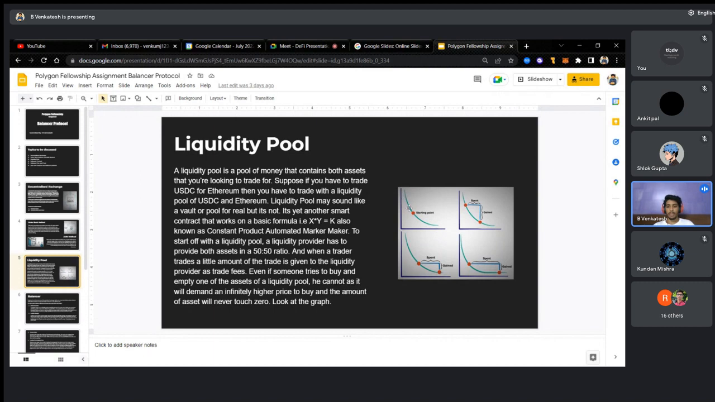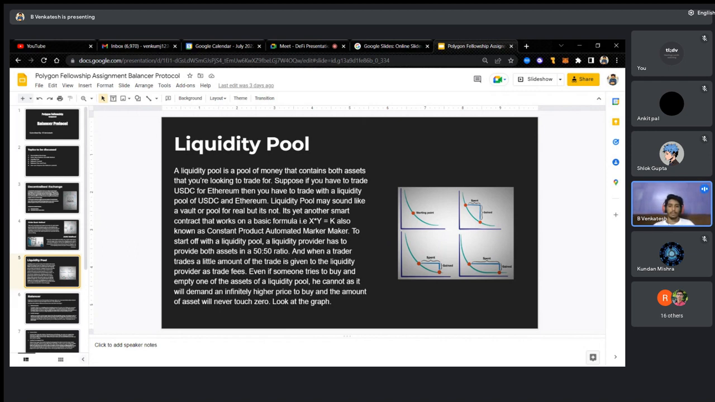So it never actually meets the origin. So this is the magic behind the liquidity pool. Even if you buy a lot, if there is a very low amount of Ethereum and you still have to buy Ethereum from the liquidity pool, it will actually ask you for an infinitely large USDC amount, so you cannot pay. So that is the model. That is how a liquidity pool works.